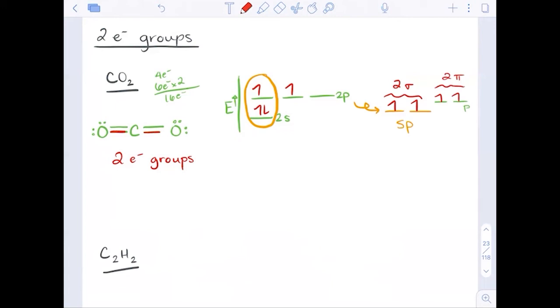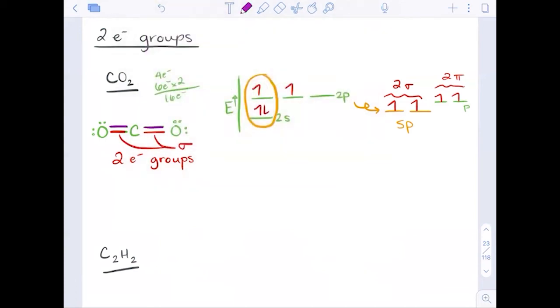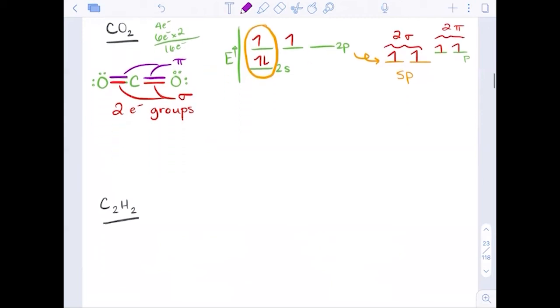Every first direct overlap is going to be a sigma. The leftovers, any extra overlap, will be a pi. It doesn't need to be to the same atom. So what we see is carbon has 1 sigma to each oxygen and 1 pi to each oxygen. And so we can look at that central atom carbon and identify that it is sp hybridized and has 2 sigmas and 2 pi's.